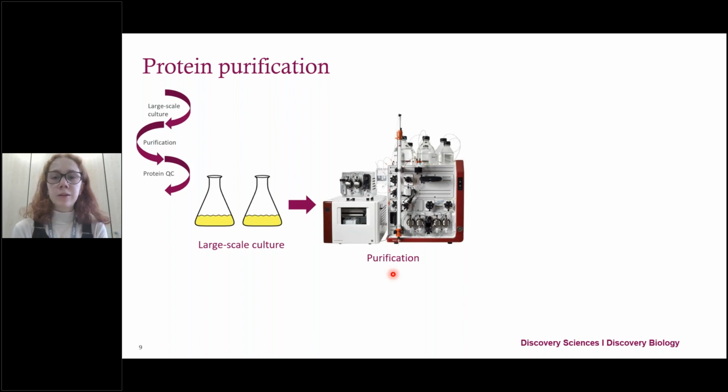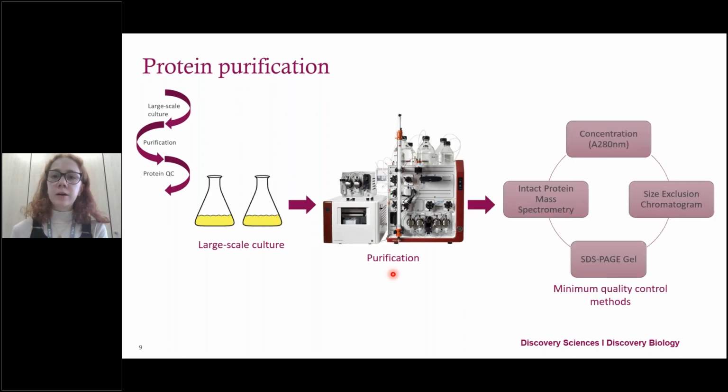At this stage, significant scientific input is required and often a lot of optimization is needed to get a high quality protein reagent. And then lastly in our workflow, before we send our protein to its end use, we want to ensure that it is of high quality so that we can believe the results that are achieved downstream. As a minimum, this includes the concentration using a NanoDrop, the chromatogram from size exclusion, so that would be the A280 trace, the purity by SDS-PAGE gel, and the protein mass using intact protein mass spectrometry.